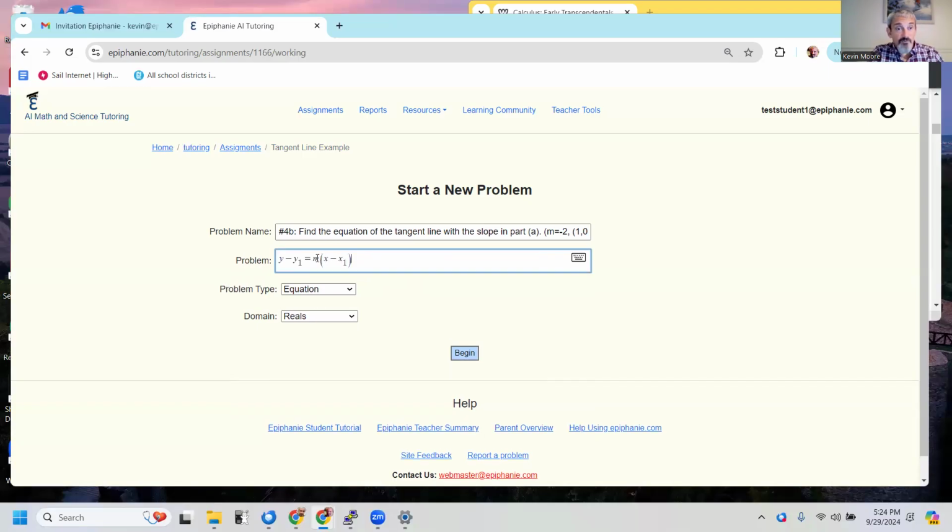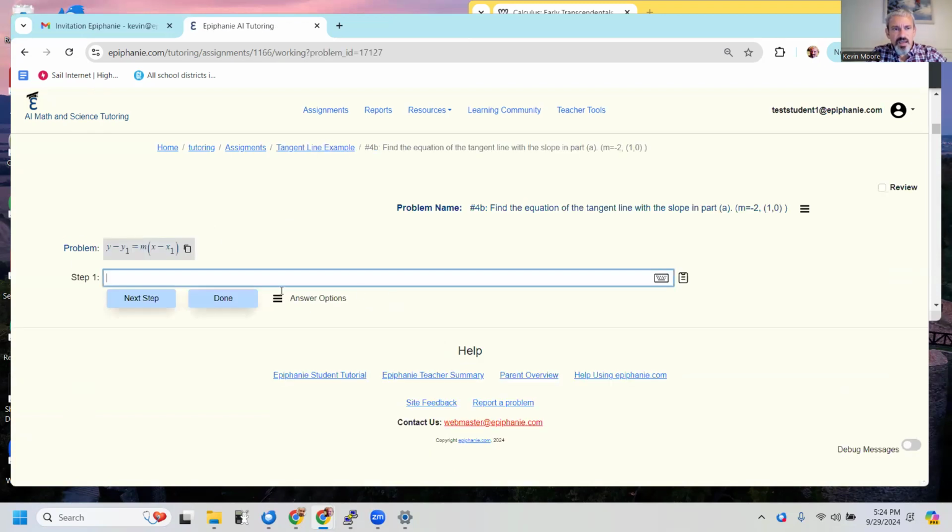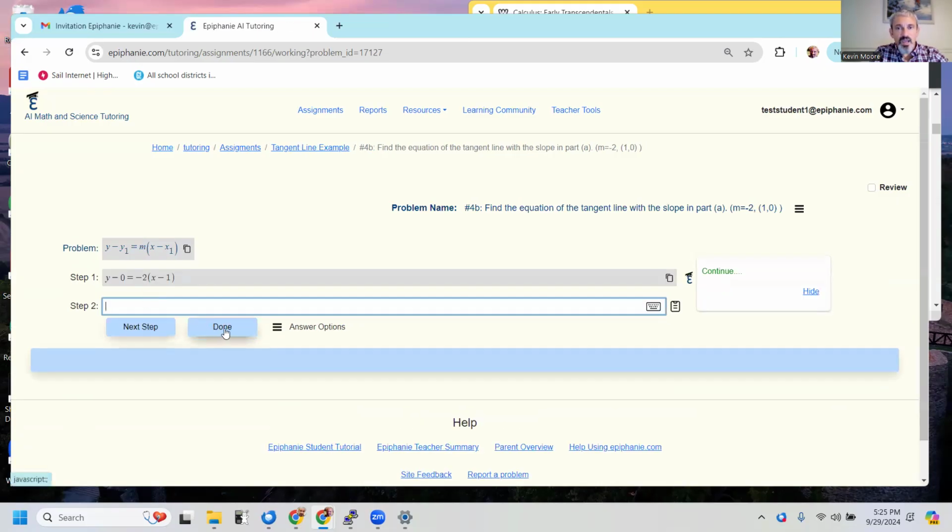You'll notice that I forgot to put a multiplication symbol here, but that's okay because I'm going to enter this as a free text entry problem. It's not going to check it. We're just going to be able to enter whatever we want and answer it so that all of the different problems are in the system. Let's begin like that, and we're just going to plug in. The point is 1 comma 0, so this is y minus 0 equals negative 2 x minus 1. Enter that, and we're done.